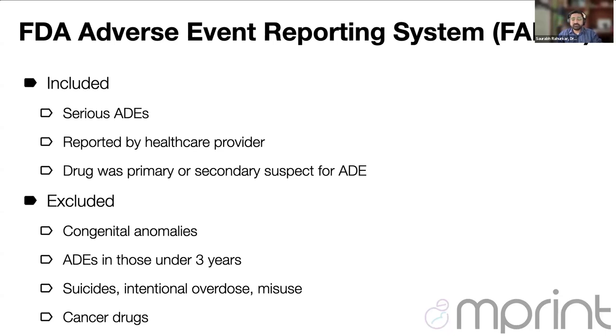So what we are left with here are unexpected serious ADEs in the general pediatric population, the kind that might otherwise get missed in targeted clinical trials or legacy surveillance systems. Again, in both the inclusion and the exclusion criteria, we lean heavily on the conservative side just to not overestimate the effects that we're seeing.